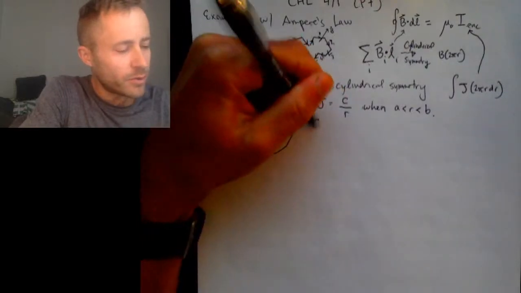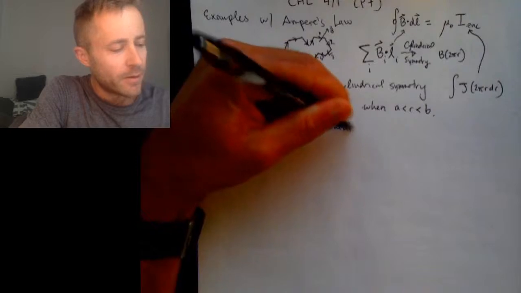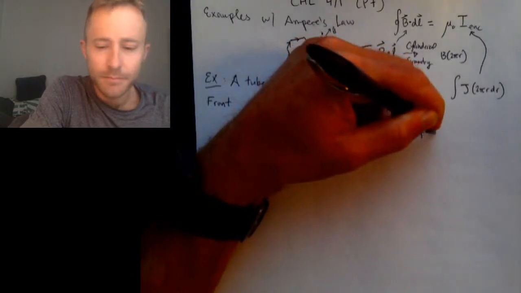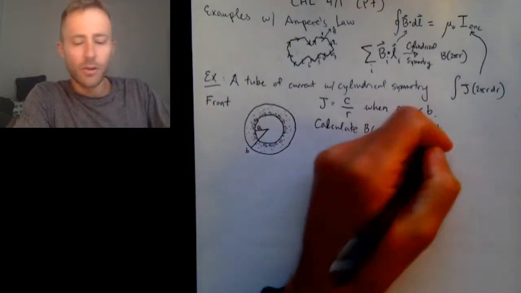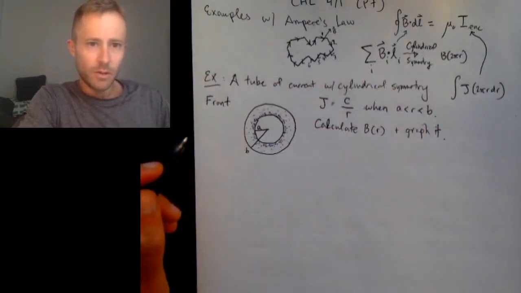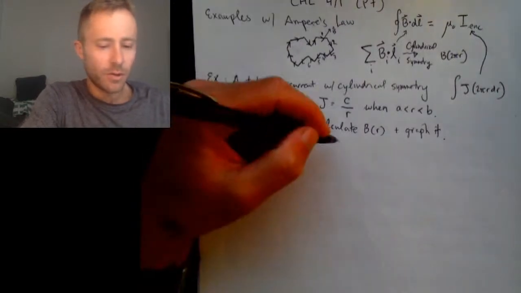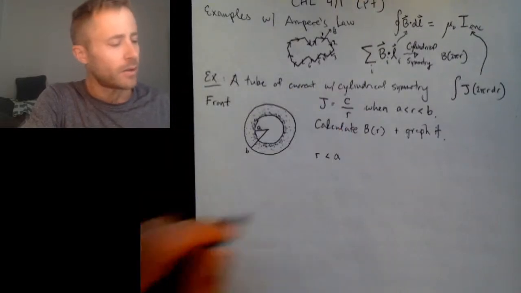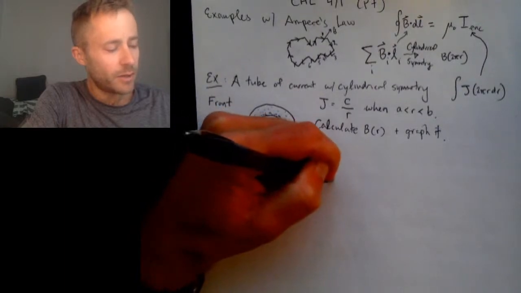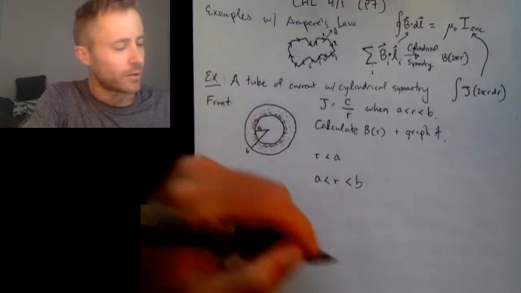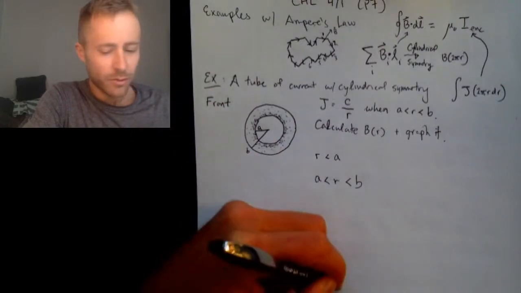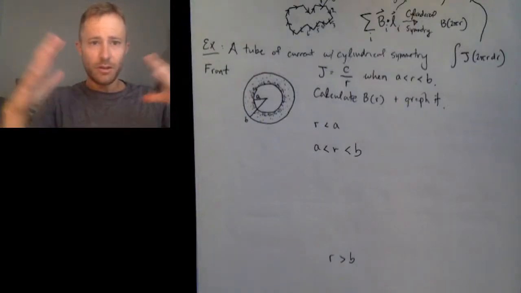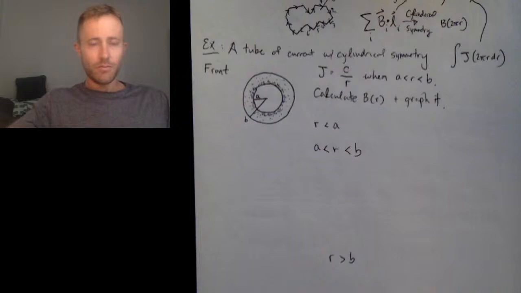So what we want to do is calculate the magnetic field as a function of r, and then graph it. So there are going to be 3 regions where we need to calculate the magnetic field. The first one is when r is less than a. The second one is when r is between a and b, and that's going to be the toughest one. And then the third one is when r is greater than b. Okay, so anytime we have a problem where it has these sort of layers like an onion, we have to analyze the problem in each region separately.